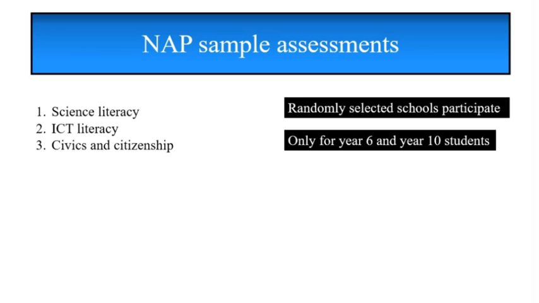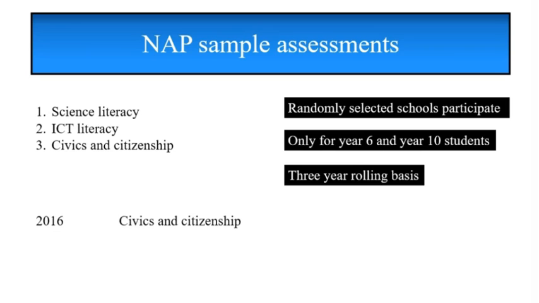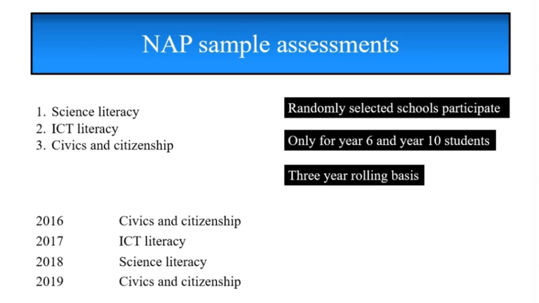The sample assessments are carried out on a 3-year rolling basis. In 2016, civics and citizenship was assessed. In 2017, ICT literacy was assessed. And in 2018, science literacy was assessed. In 2019, sample assessment in civics and citizenship will be conducted in the month of October. NAP sample assessment is conducted online on the same platform as for NAPLAN.